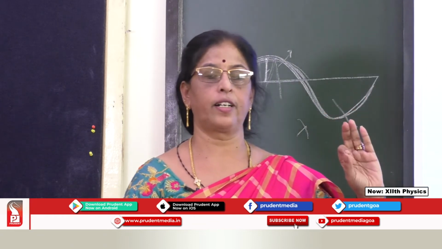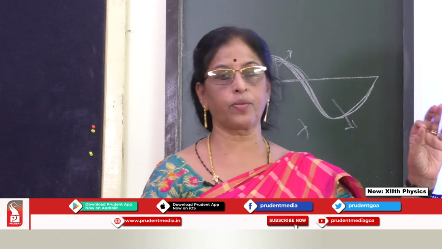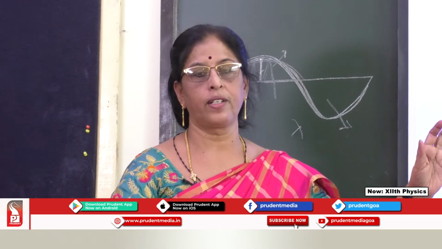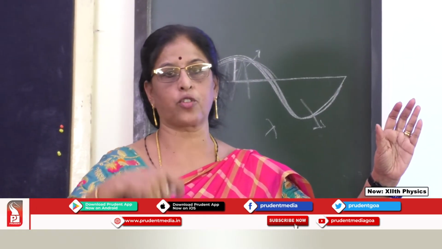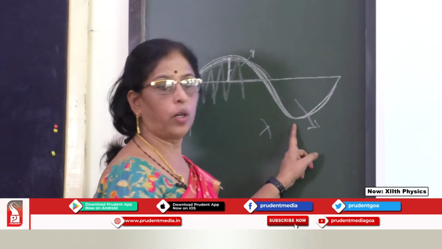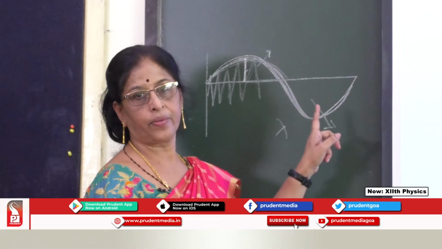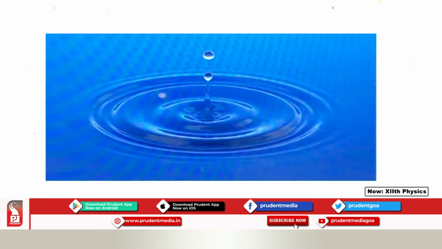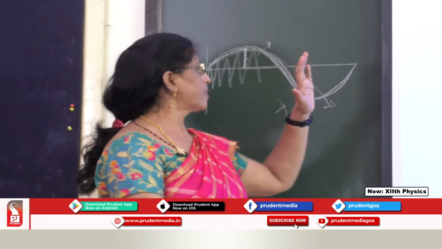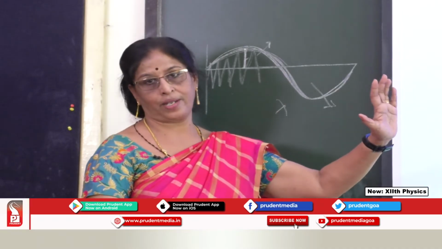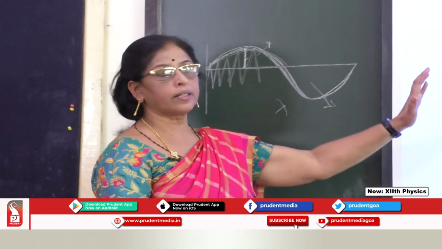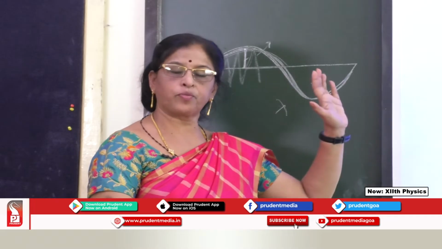Suppose you take a string, and one end of the string is attached to a fixed support. When you move the other end of the string, you can see a wave of this form. How can you see it in two different ways? This is the top view of the wave and this is the side view of the wave. Both correspond to one wave only.